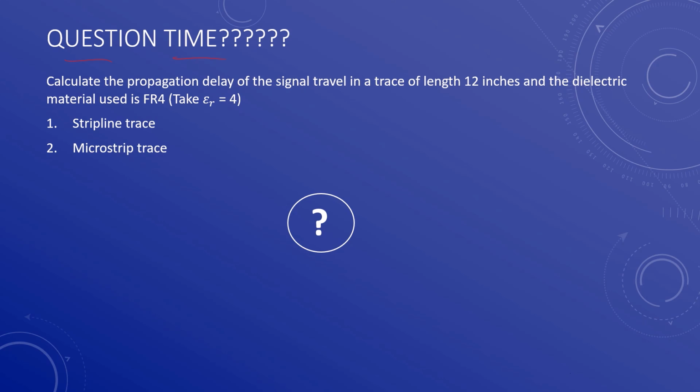The question says, calculate the propagation delay of a signal traveling in a trace. I have given the length of the trace, that is 12 inches, and the dielectric material used is FR4. I have already given you the value of epsilon r, that is 4. Now tell me, what will be the transmission line propagation delay for strip line as well as for microstrip?